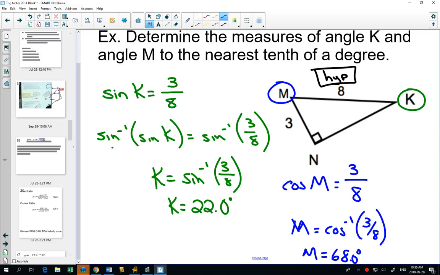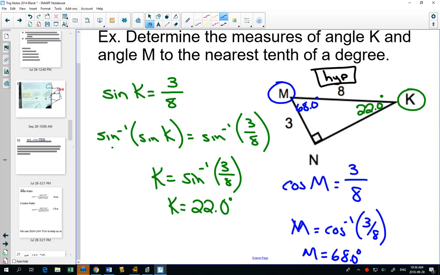Now I pretended I did the blue one first, so I could use SOHCAHTOA or trigonometry to find 68 degrees. But if you did figure out angle K was 22.0 degrees first, can you see another way that you could have figured out angle M was 68 degrees? The triangle adds up to 180. So once you find one angle, then you just have to add up to 180 to find the other one.